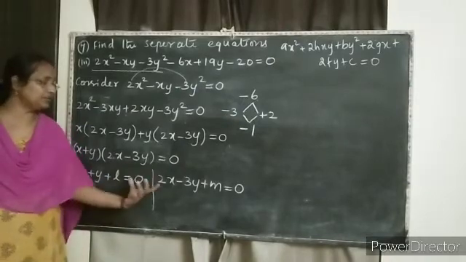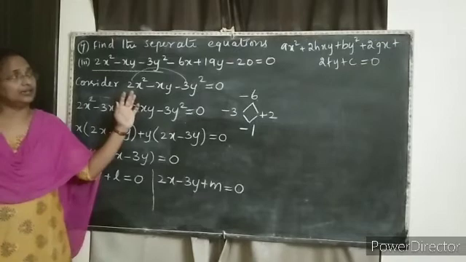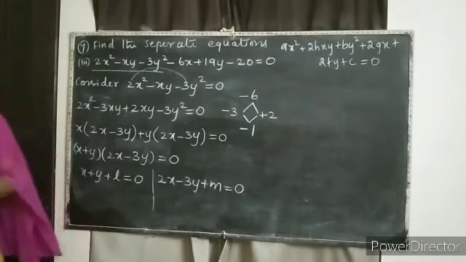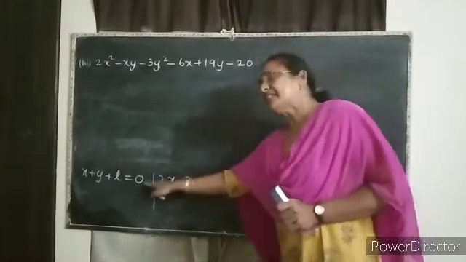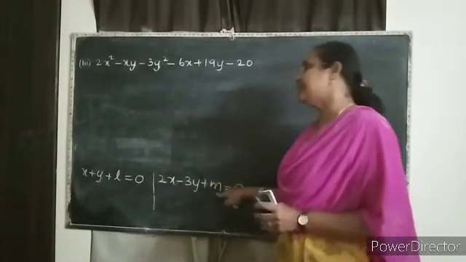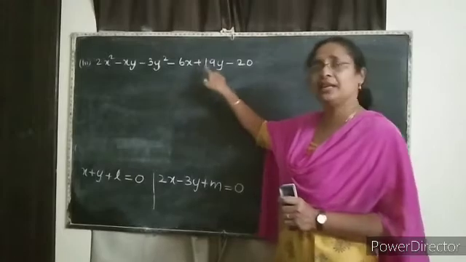Now what we are going to do? We are going to combine this again and equate the coefficients of x and y. Let's check how we are going to do it. As I told you, this now becomes separate equations. Now I am going to combine this again and equate it with the already combined equation.